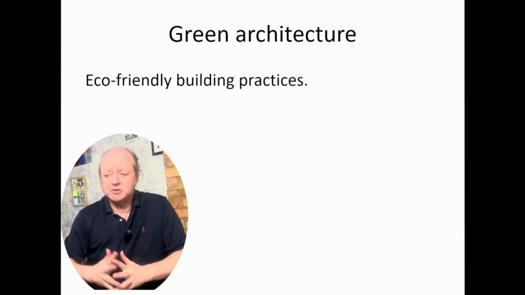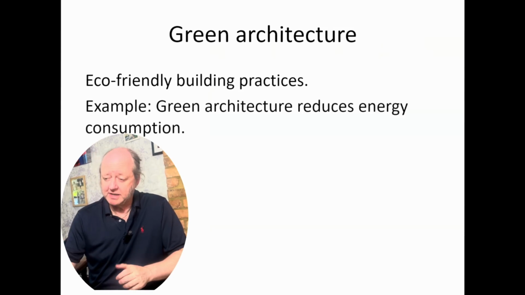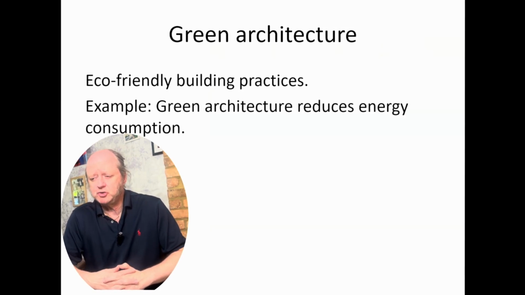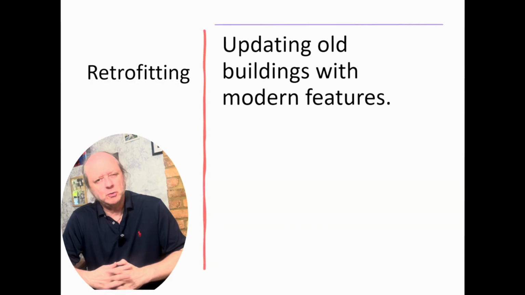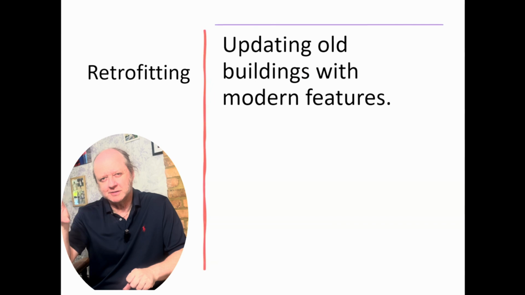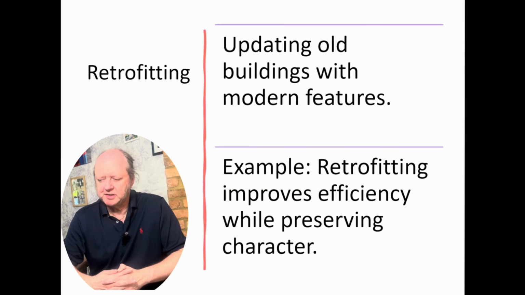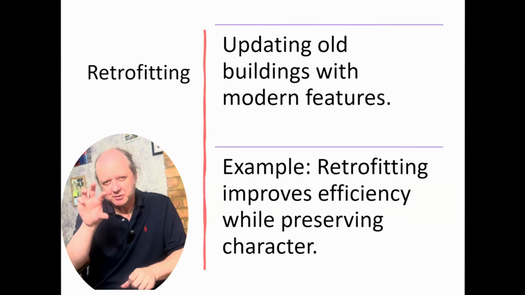Green architecture should be obvious, this one. Eco-friendly buildings or eco-friendly building practices. Green architecture reduces energy consumption. And I think if you can use this one, actually, you would impress any examiner. Retrofitting. That means you're updating old buildings. You're not completely updating it, but you're putting in modern features to update parts of it. So retrofitting improves efficiency while preserving character. So they may keep the oldness of the building, but they put some new things in.